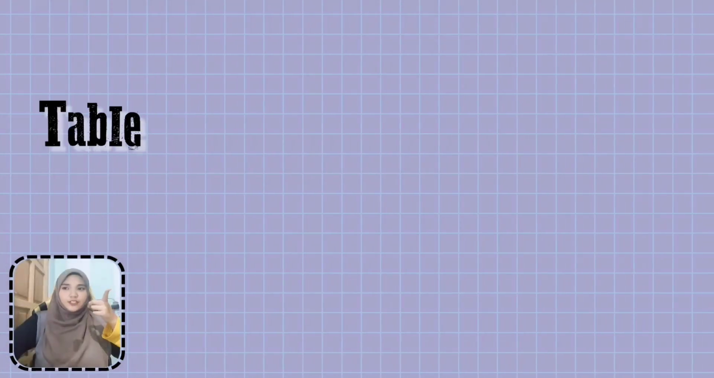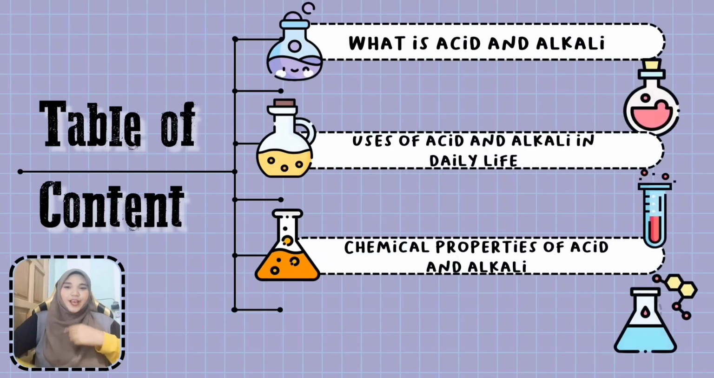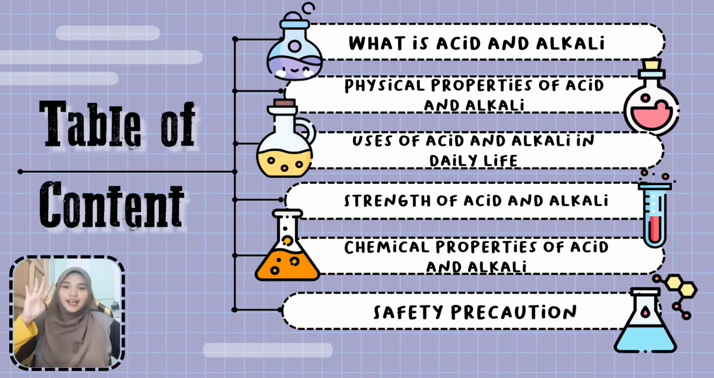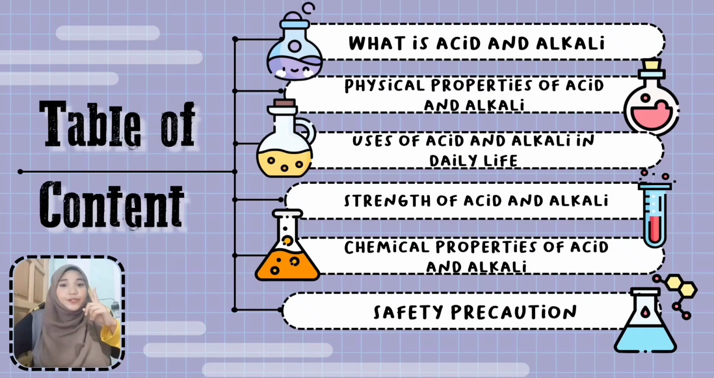Today we will talk about acid and alkali. Did you guys know what we will learn today? Okay, today we will learn about: 1. What is acid and alkali? 2. Physical properties of acid and alkali. 3. Uses of acids and alkalis in daily life. 4. Strength of acid and alkali. 5. Chemical properties of acid and alkali. And the last one is safety precautions.